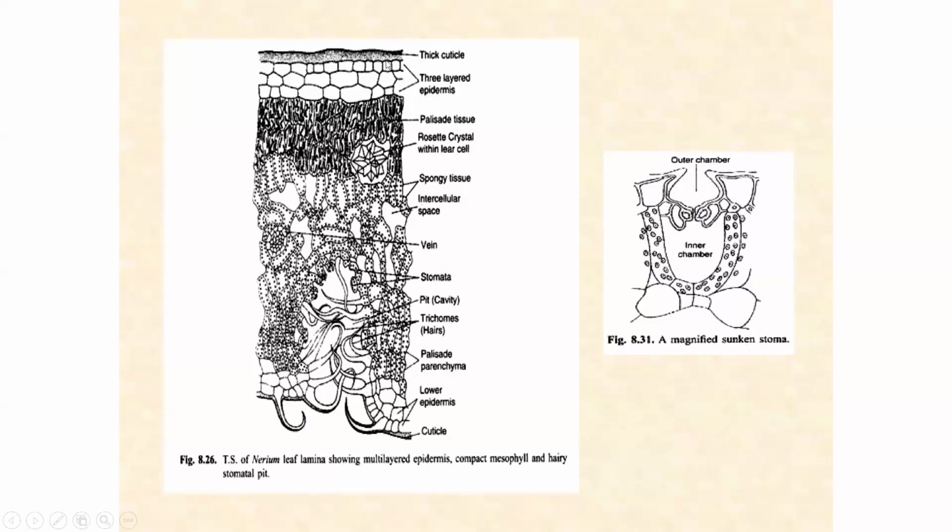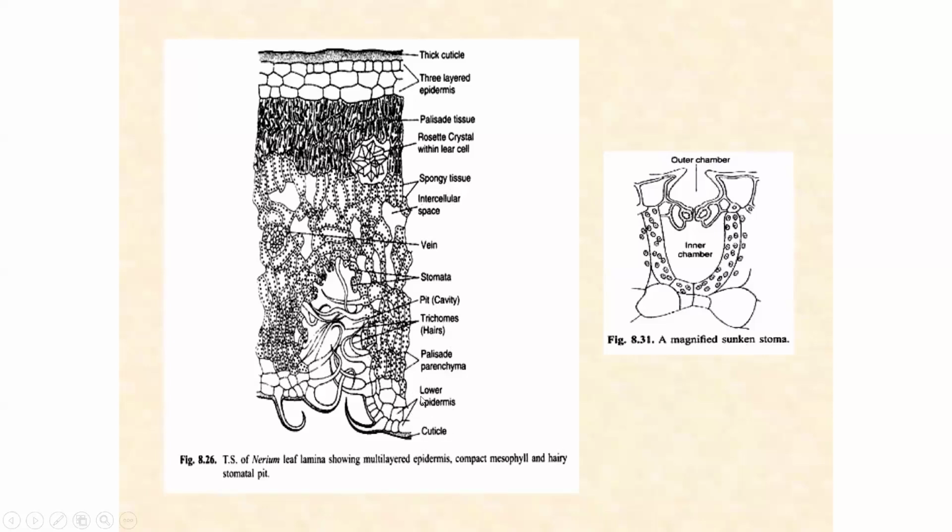Here the epidermis is three-layered, with a thick cuticle and the palisade tissue. Here the leaf cells contain rosette crystals within the cells. Here the spongy tissue and the sunken stomata.